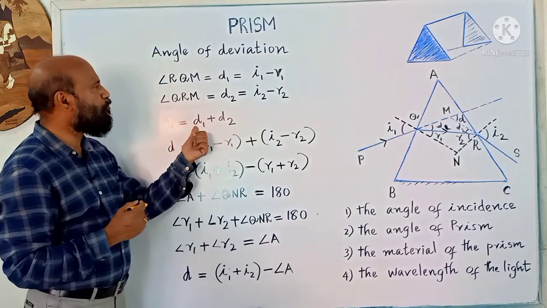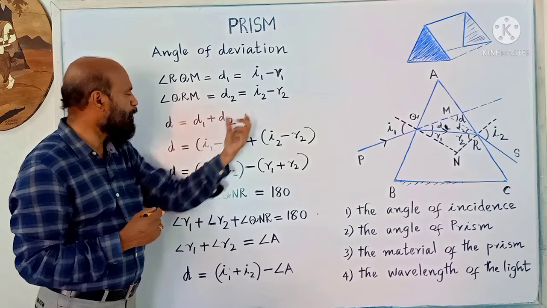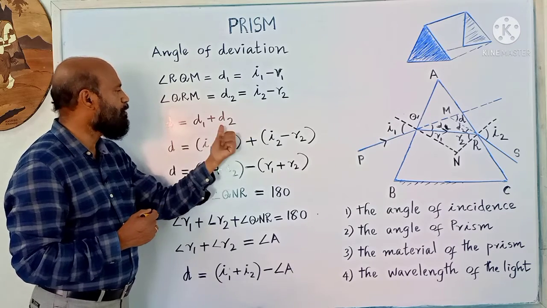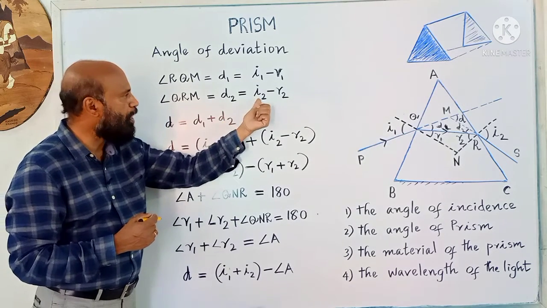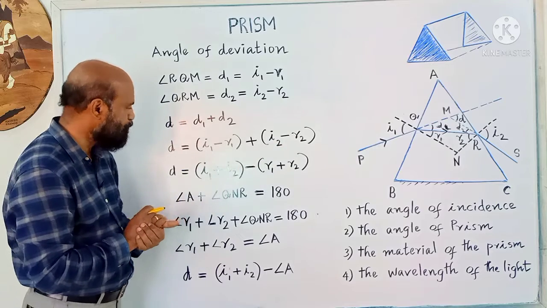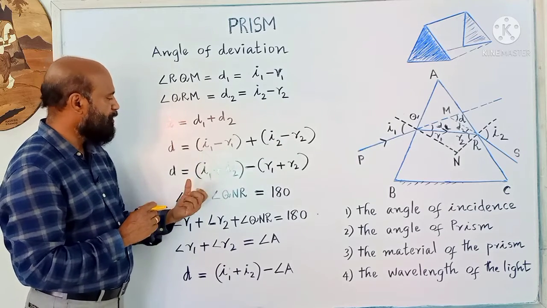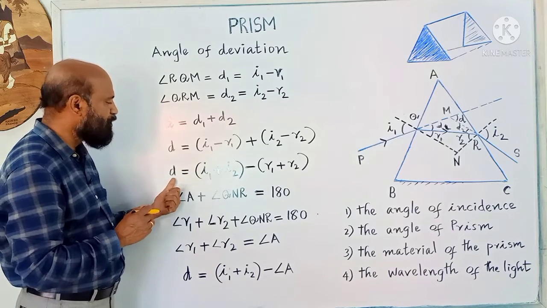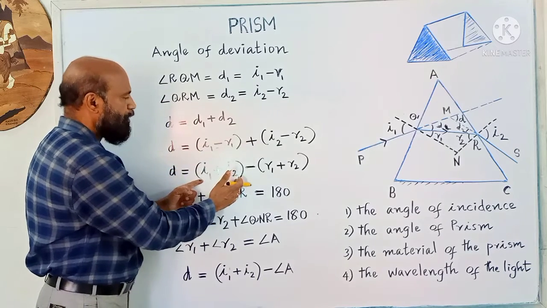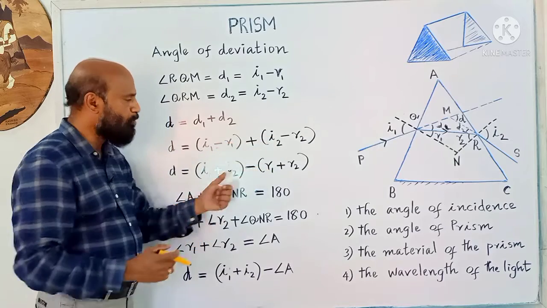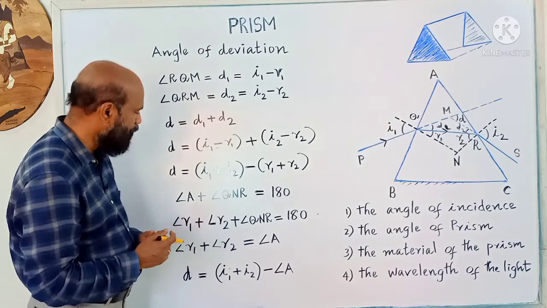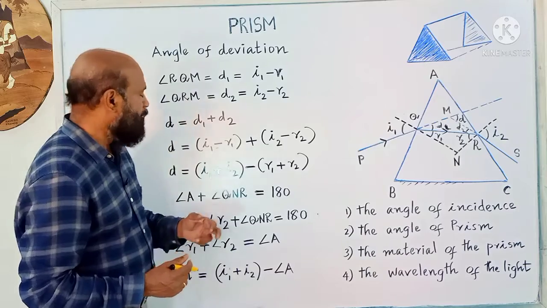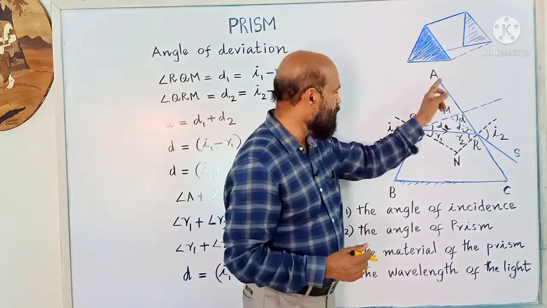Now we can substitute for D1, I1 minus R1. Then for D2 we can substitute I2 minus R2. After rearranging, you can get D is equal to I1 plus I2, then minus, taking the common factor outside, R1 plus R2.